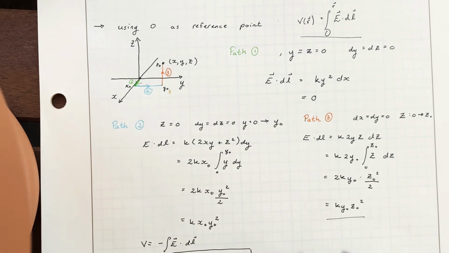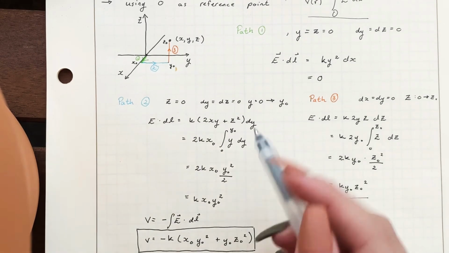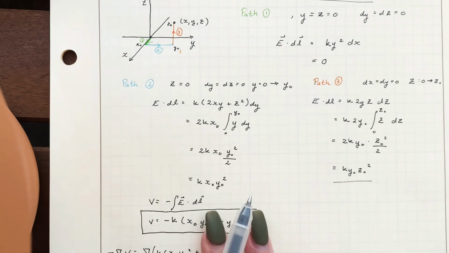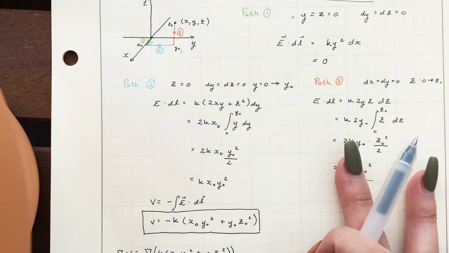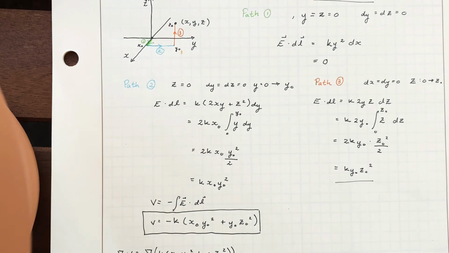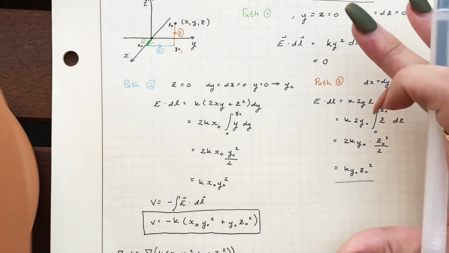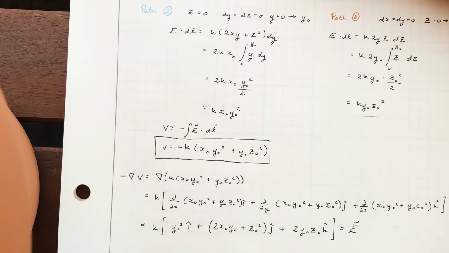So the potential is just, you add all this up, and then you get this. That's our answer. And then they asked us to double check by computing the gradient of V, so I did this.